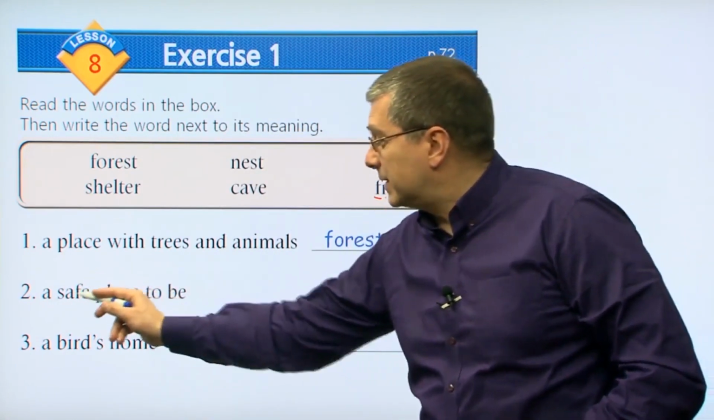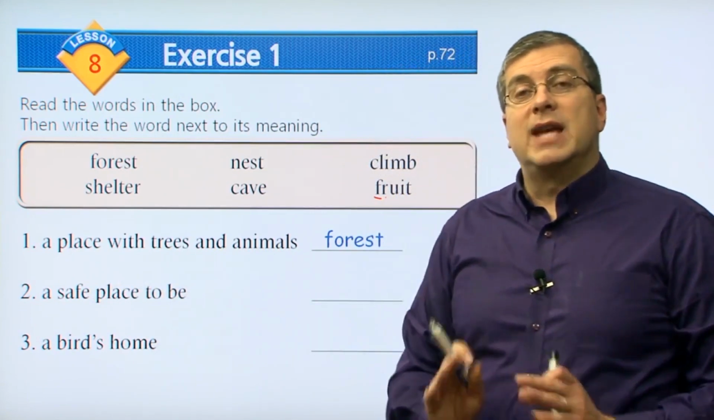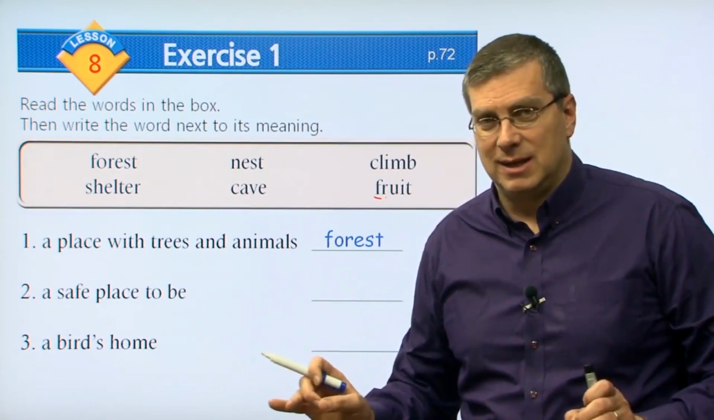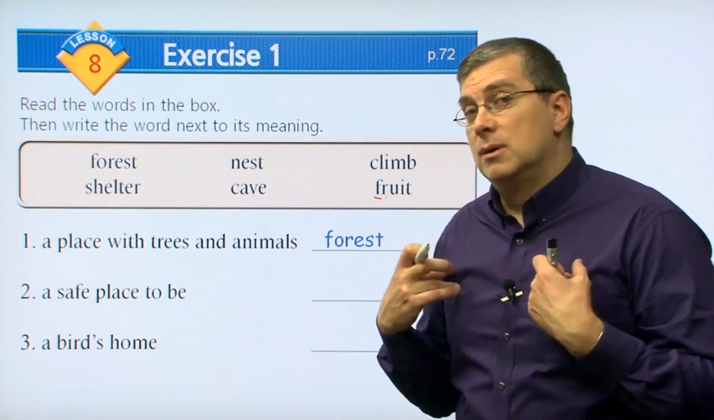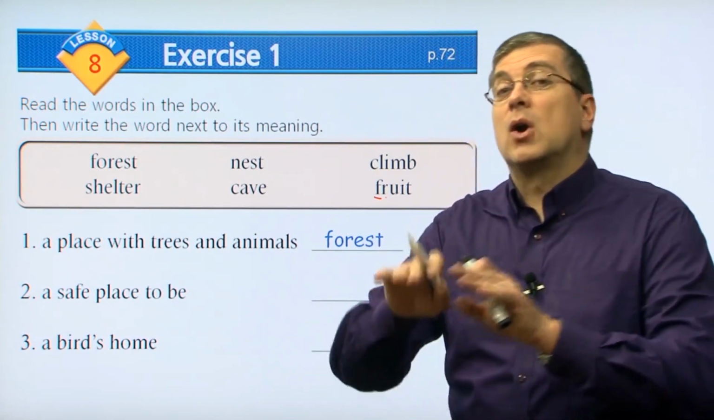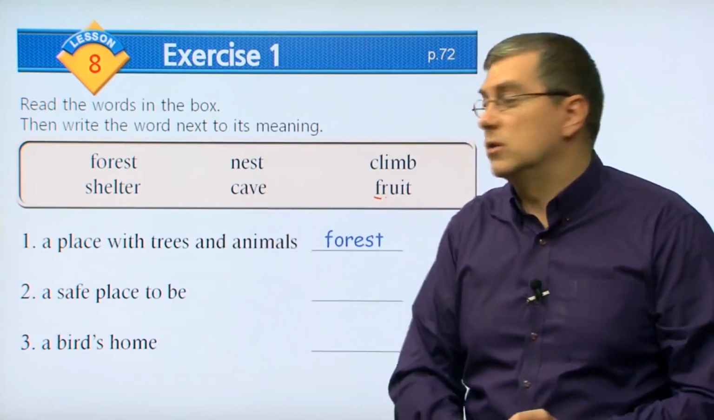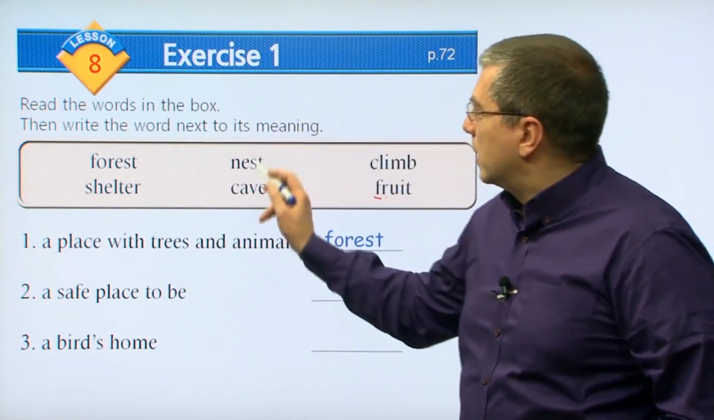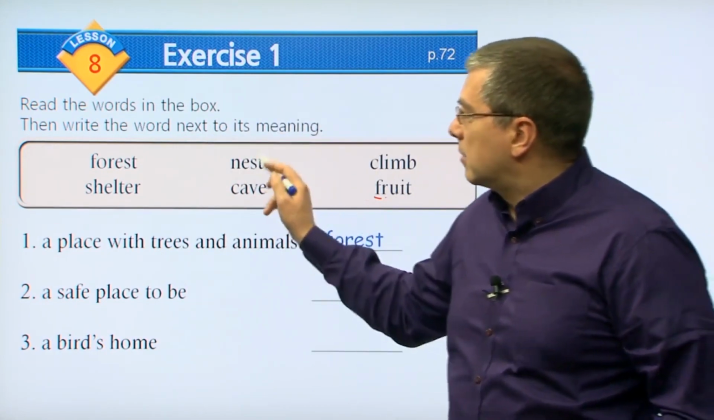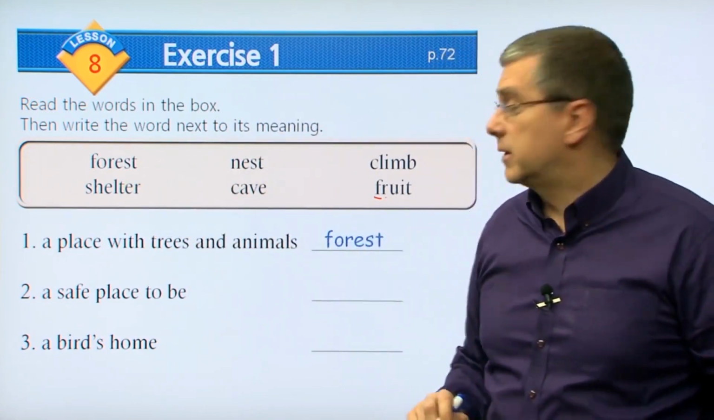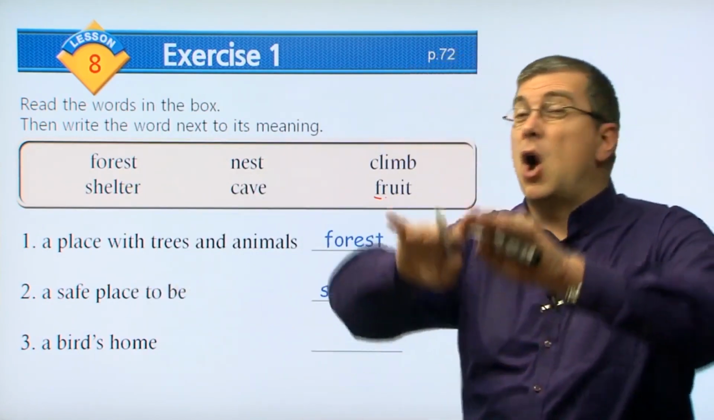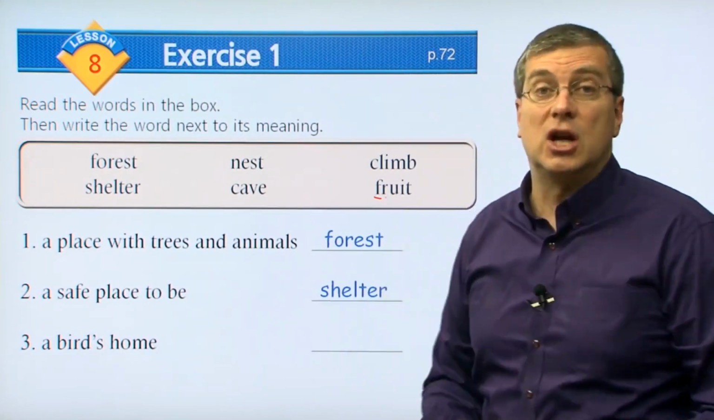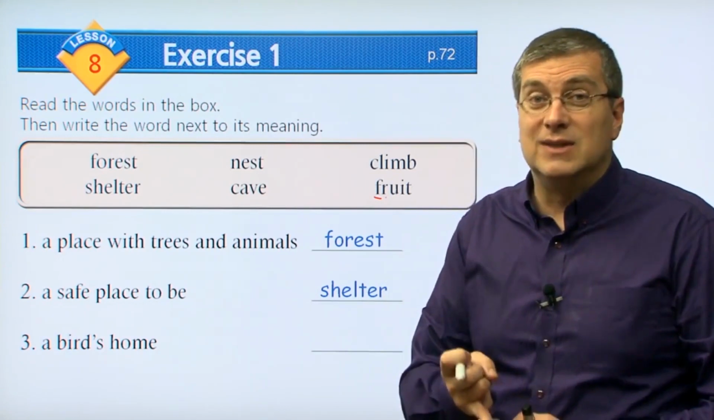Number two, a safe place to be. Remember, there are many types of safe places to be. Different animals and people call them different things, but we can all say it's all one thing too. Which one of these will work, right? We could say a cave is a safe place to be. Sure, we could say a nest is a safe place to be, but these are both types of shelter, aren't they? So when we say a safe place to be, and we mean all types of safe places to be, that is shelter. Okay? Because a cave is a type of shelter.